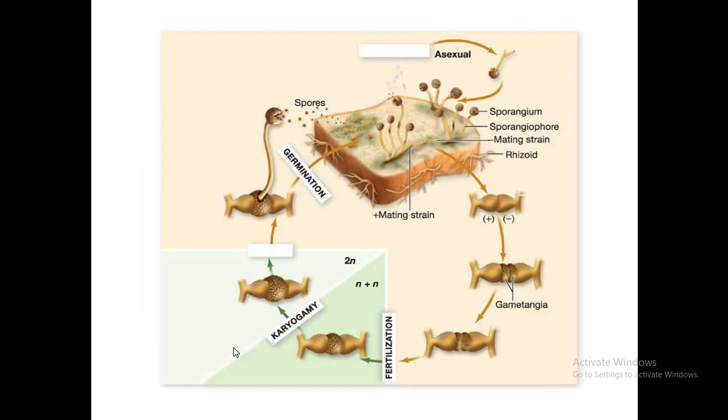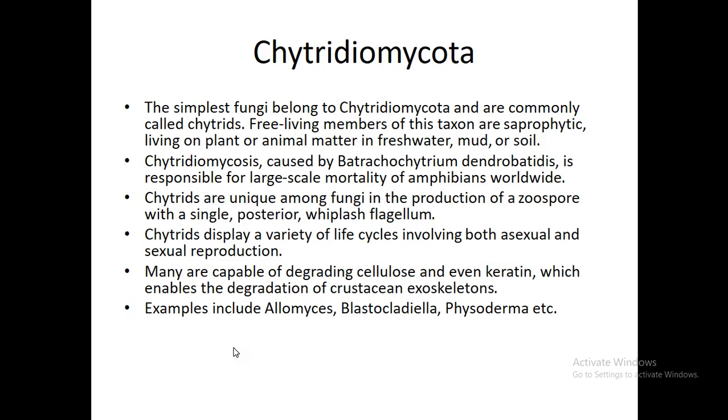Next class is Chytridiomycota. They are the simplest fungi belonging to the class Chytridiomycota, and they are commonly known as chytrids. They are also saprophytic, but free living members of this taxon live on plants or animal matter in fresh water, mud or soil.